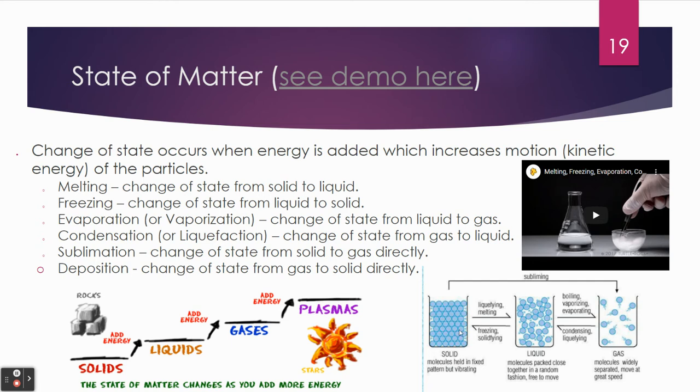So if you have a solid and you add energy, that speeds up the particles. It gives them more motion, more space between them, less attraction, and they become a liquid. If you give energy to the liquid, it increases the space between them, gives them more motion. They're moving faster, and they become a gas. And then essentially going the other way around, it's the same idea, just in reverse.